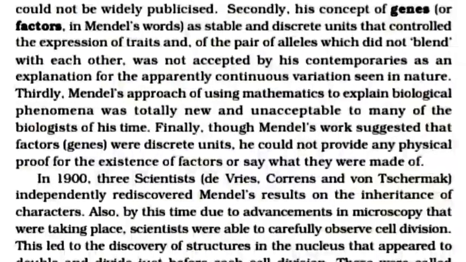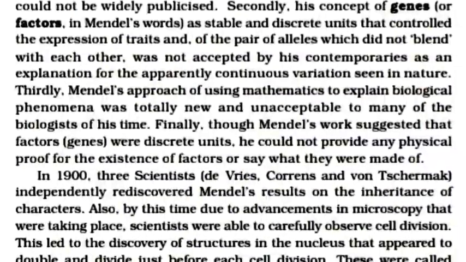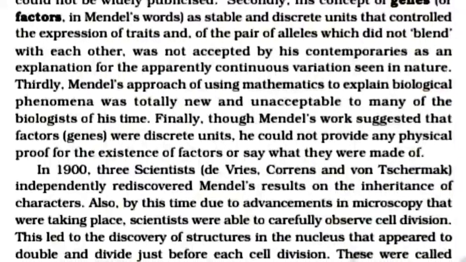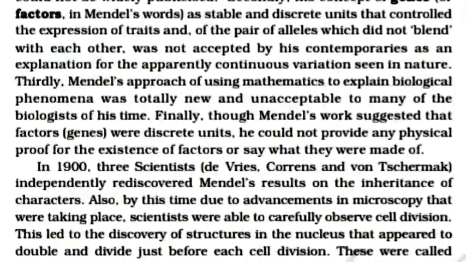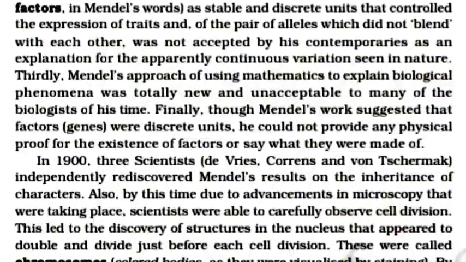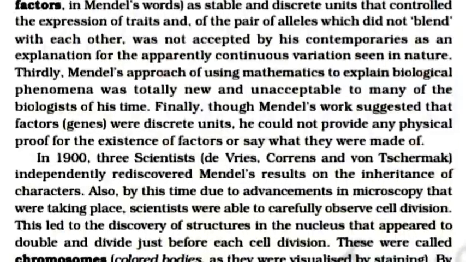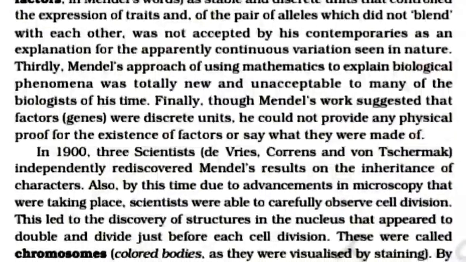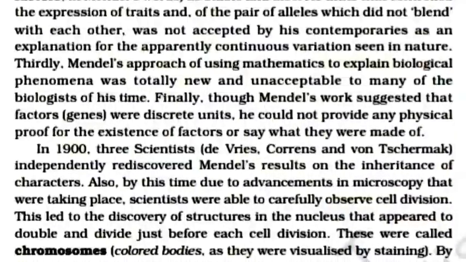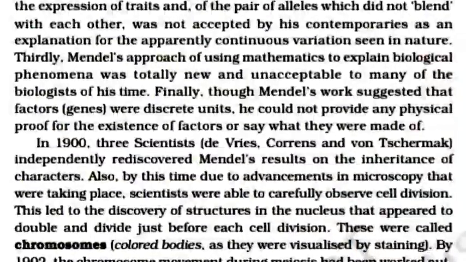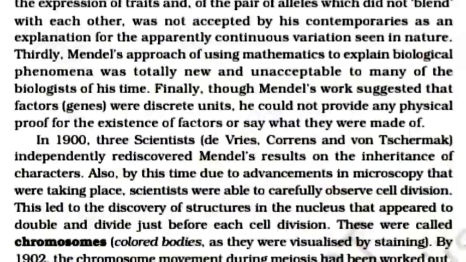Thirdly, Mendel's approach of using mathematics to explain biological phenomena was totally new and unacceptable to many of the biologists of his time. Finally, though Mendel's work suggested that factors or genes were discrete units, he could not provide any physical proof for their existence or say what they were made of.